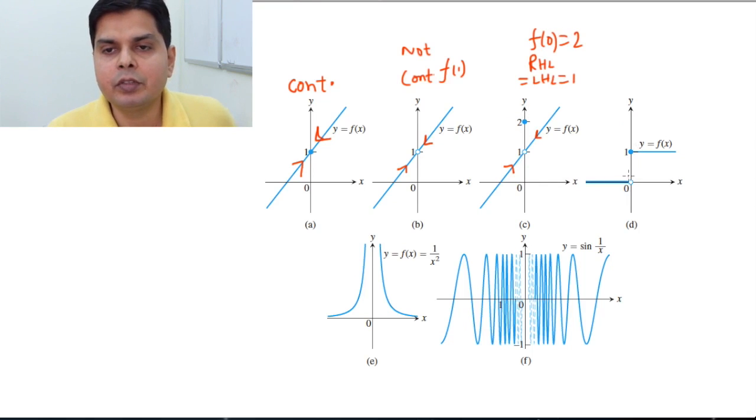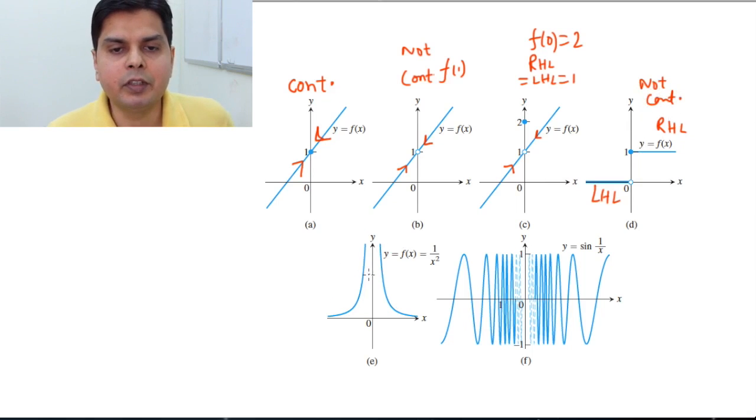So this function also is not continuous at x is equal to 0. Now see this function. In this function the left hand limit is 0, the right hand limit is 1. So obviously the limit does not exist, so this will also not be continuous, because for continuity the limit has to exist.